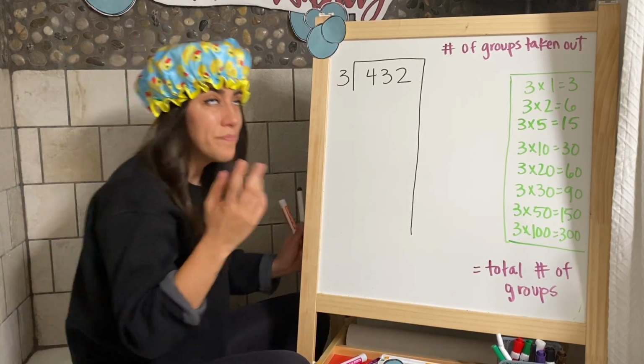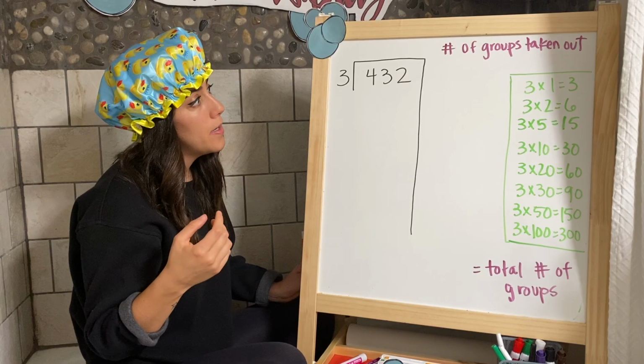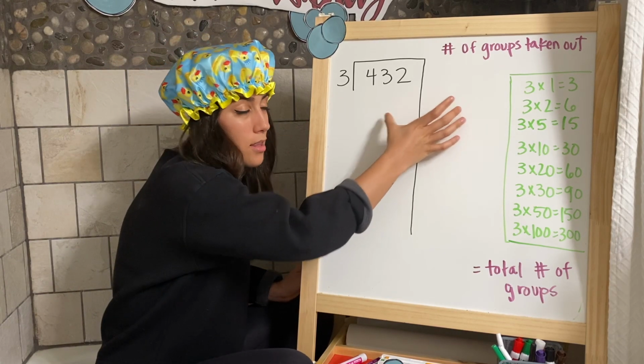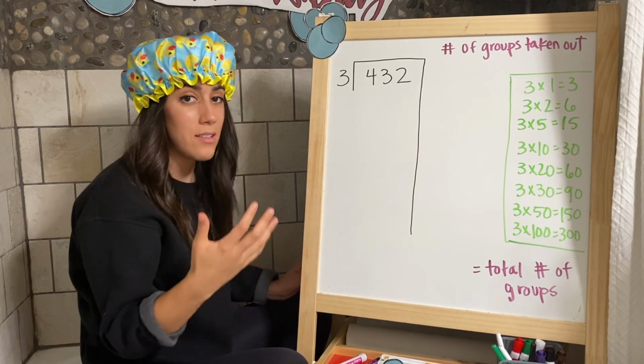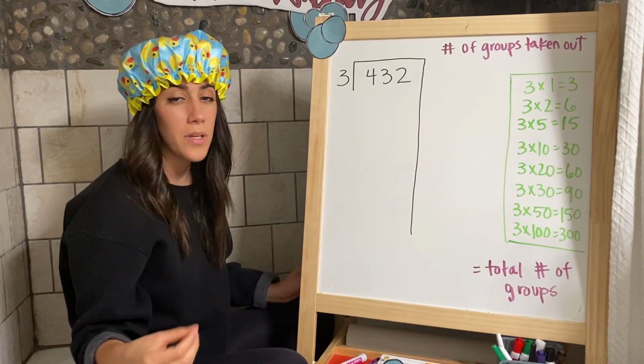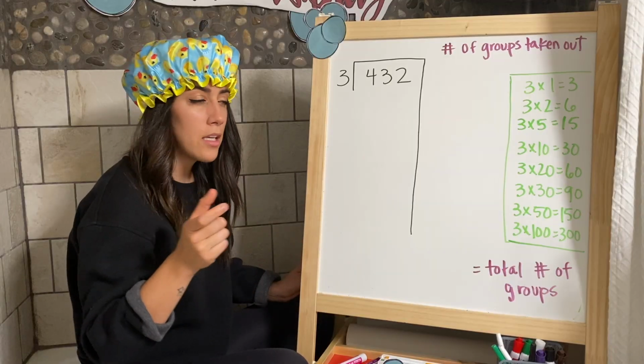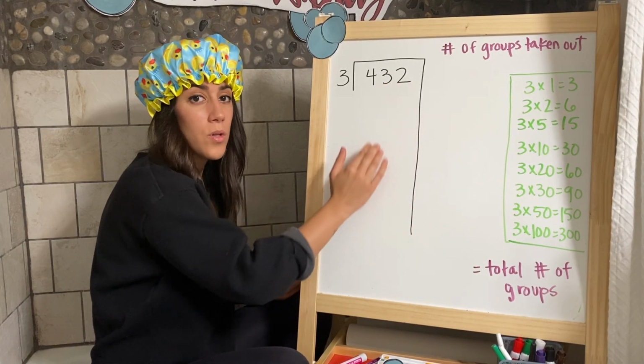So for example, and here's the thing, you could do this exactly the way that I'm doing, or you can use different groups. It really doesn't matter as long as you're doing the math correctly, meaning in terms of your multiplication and then your subtraction.